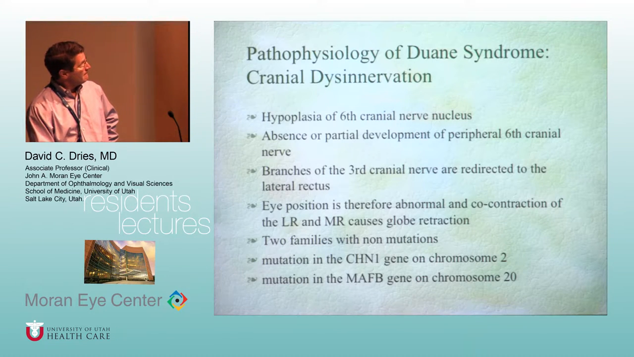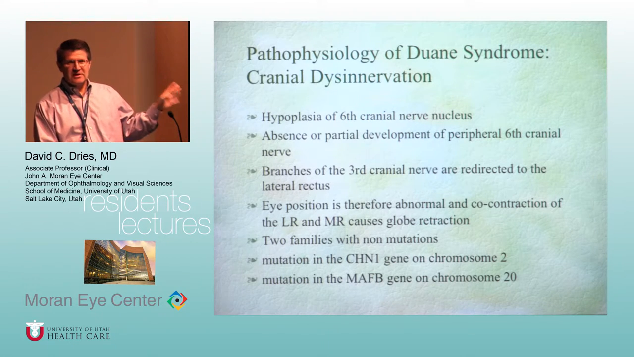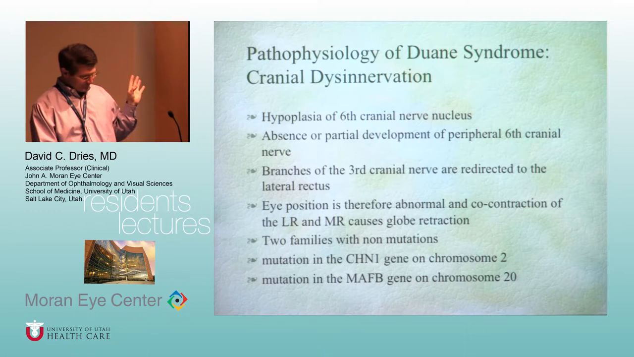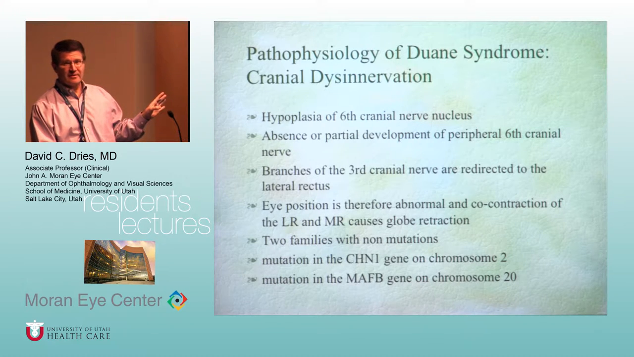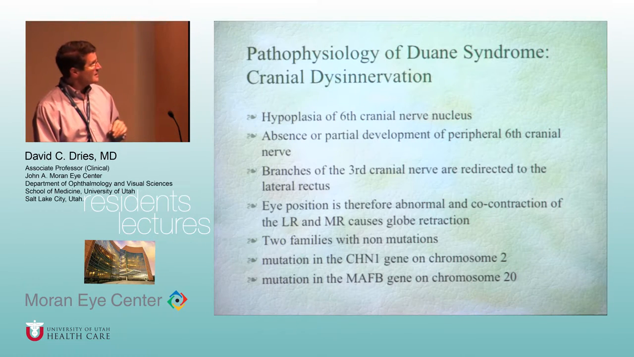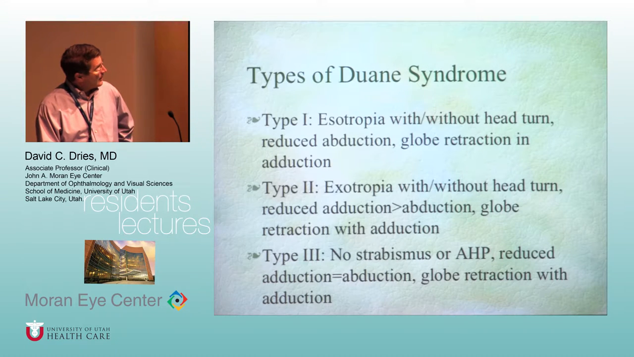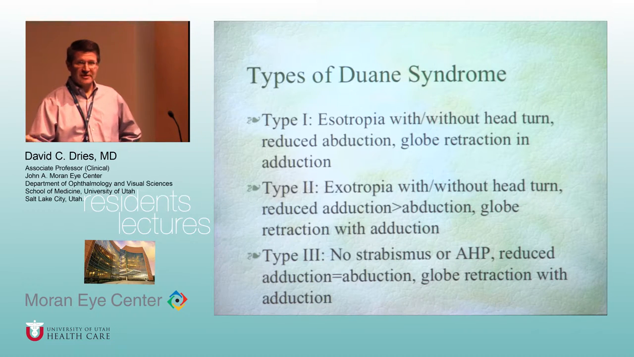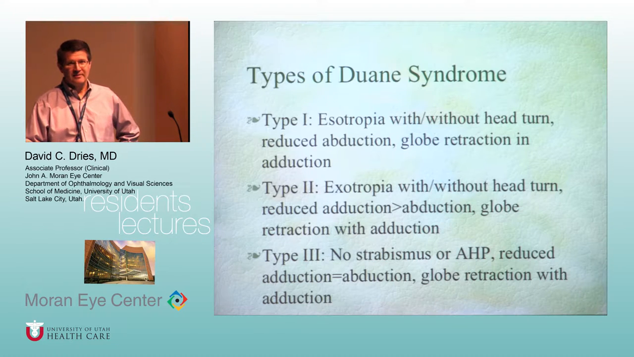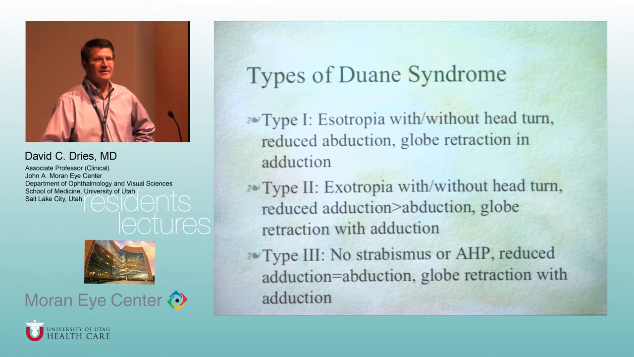A few mutations are known, have been isolated in a few families, but in general, this is not inherited, can be, there are reported families. So the types: type 1 esotropia, type 2 exotropia, type 3 no strabismus. Okay, if you want to memorize it. But they all have co-contraction. They all have globe retraction in attempted adduction.